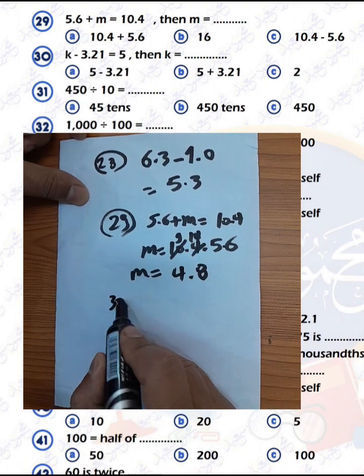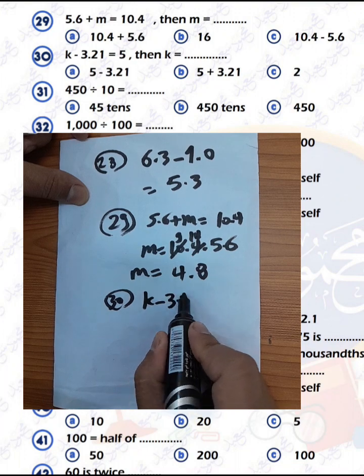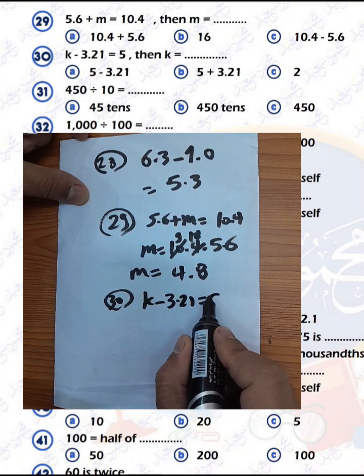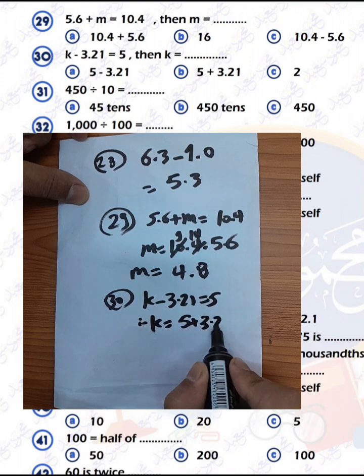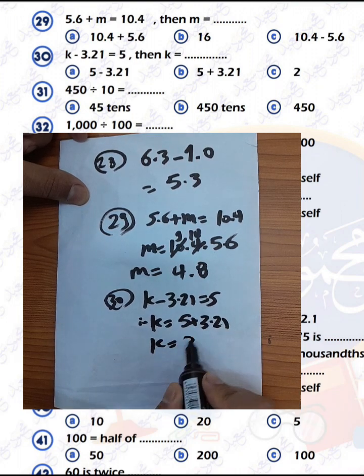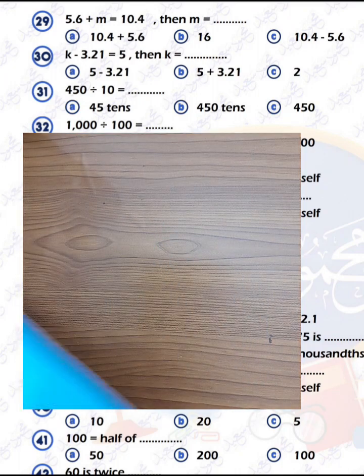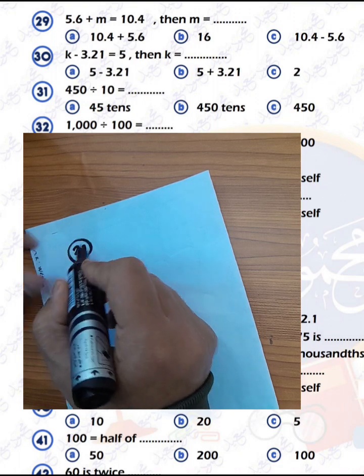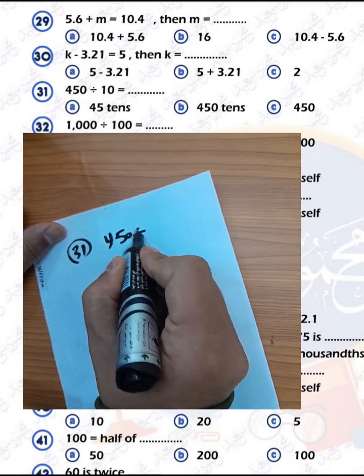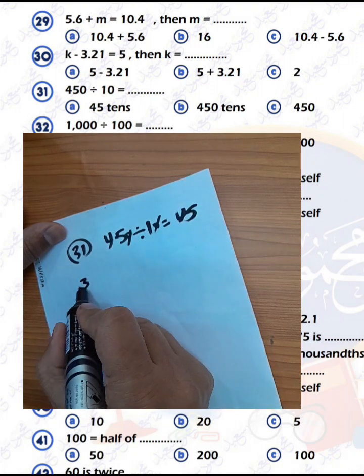Question 30. K subtract 3.21 equals 5. Then K equals the sum of the two numbers, 3.21 and 5. It will be 8.21. It's the value of K. Next question. 31. 450 divided by 10. Cancel 0 by 0. The result will be 45.